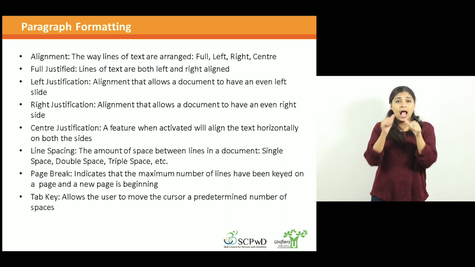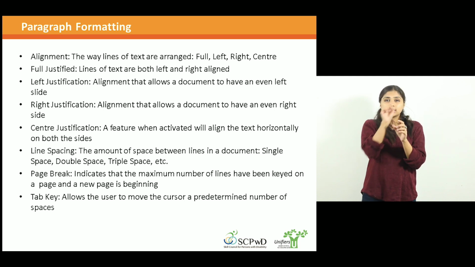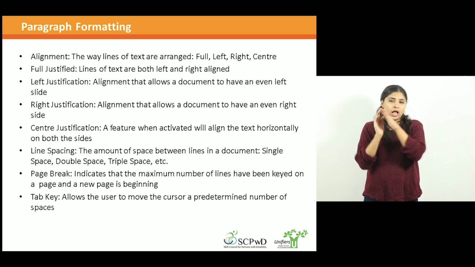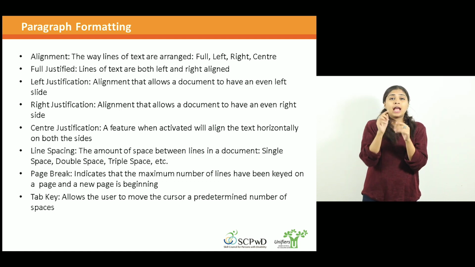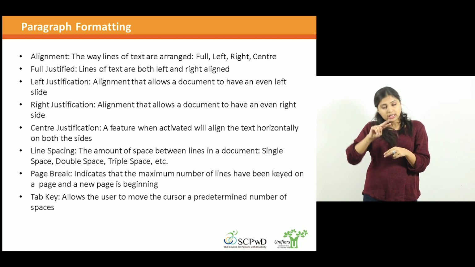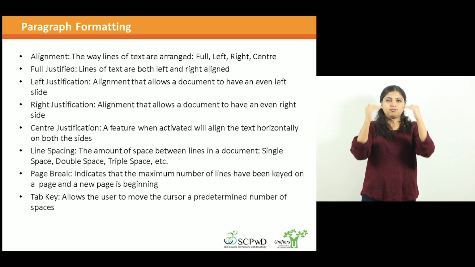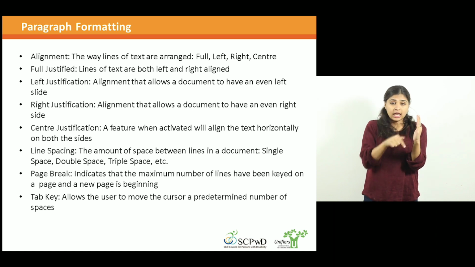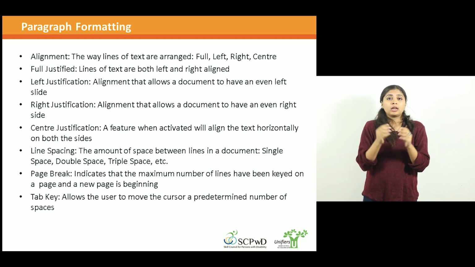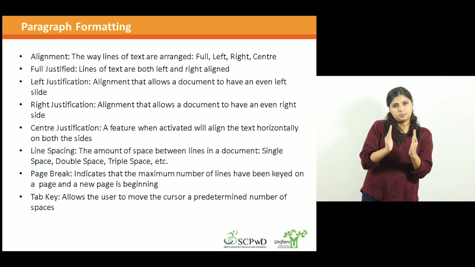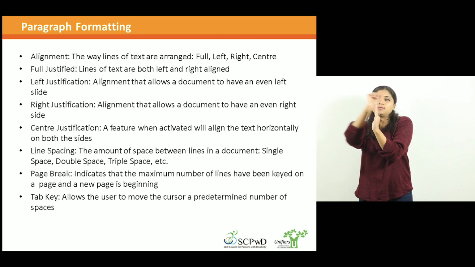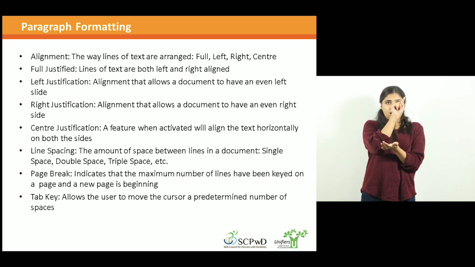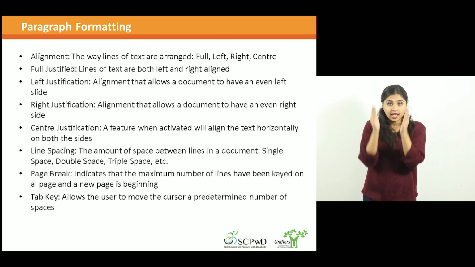Paragraph formatting. Alignment. The way lines of the text are arranged: full, left, right, center. Full justified. Lines of the text are both left and right aligned. Left justification. Alignment that allows a document to have an even left side. Right justification. Alignment that allows a document to have an even right side. Center justification. A feature that, when activated, will align the text horizontally on both sides.